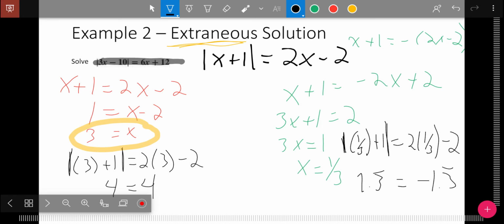Well, are those the same? Well, they're kind of the same. They're both 1.3 repeating. But one's negative and one's positive, which means they're not the same. And so this answer over here ends up being extraneous. So the only answer for real is x equals 3. If it asks you to list the extraneous, you'd say that x equals 1/3 is an extraneous solution.